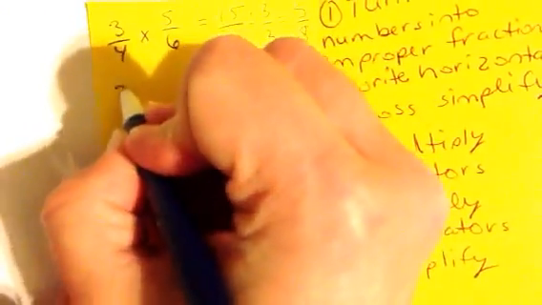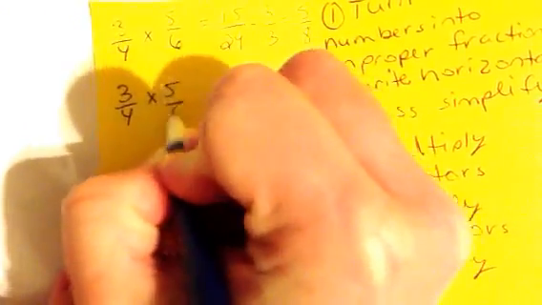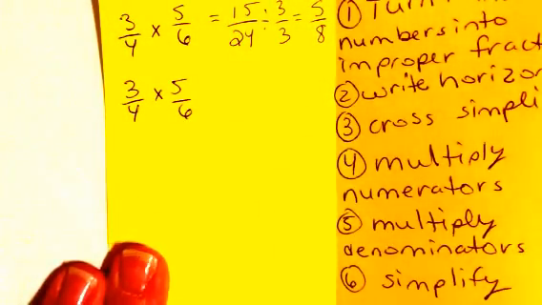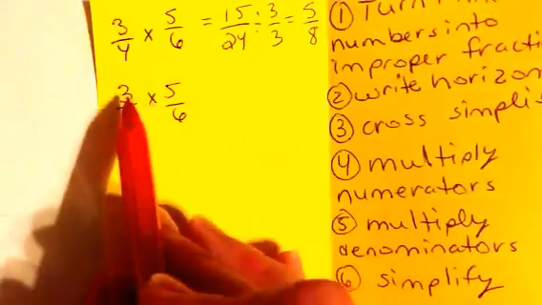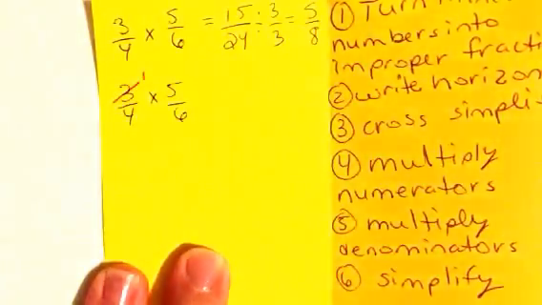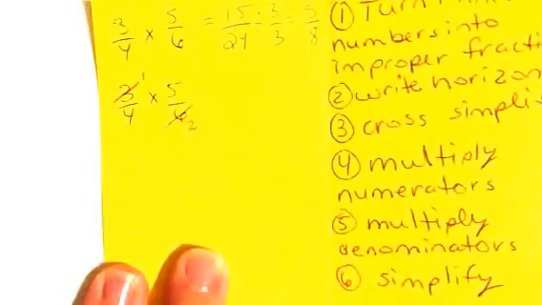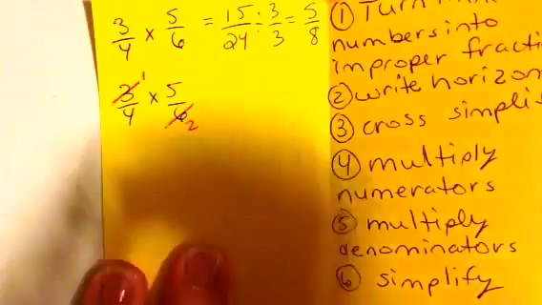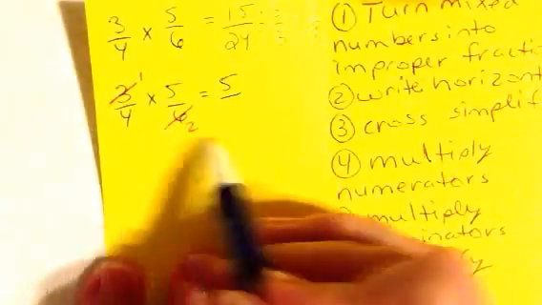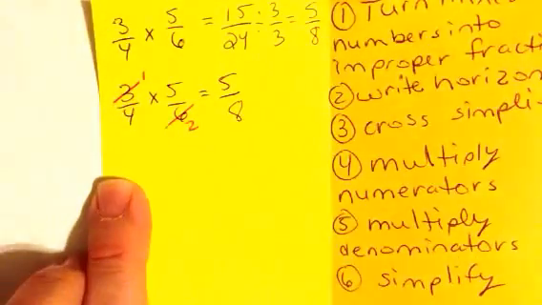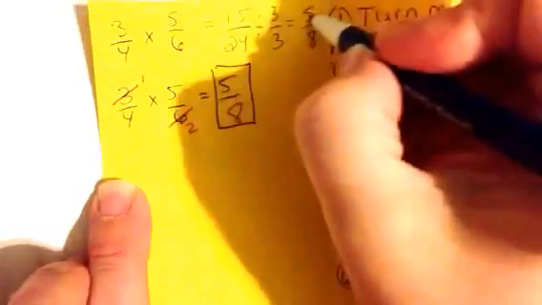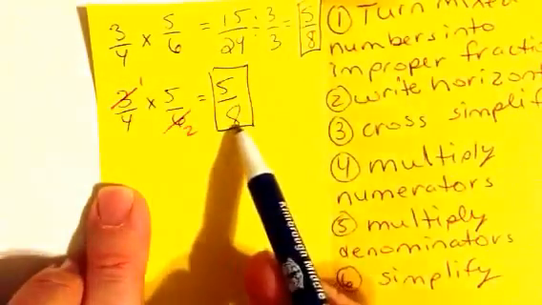So if I take the same fractions, 3/4 times 5/6, any top number and any bottom number that can simplify, I can do that. So the 3 and the 6 are both divisible by 3. So if I divide 3 by 3, I get 1. If I divide 6 by 3, I get 2. So now what I'm going to do is multiply 1 times 5, which is 5, and 4 times 2, which is 8. Okay, you can see that either way you're going to get the 5/8, but this is a little bit easier for you when you cross simplify.